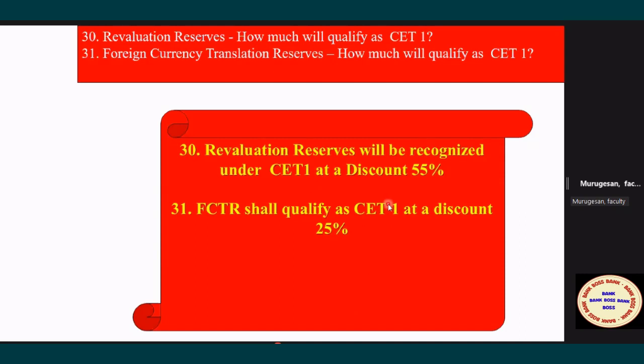For CET1, there is no limit. There is no ceiling. A bank can have as much of it as possible. Only for AT1 there is a maximum restriction. Similarly, Tier 2 also has a restriction. Otherwise, the other capital can be more. Okay, so to that extent, understood. These two things you remember.